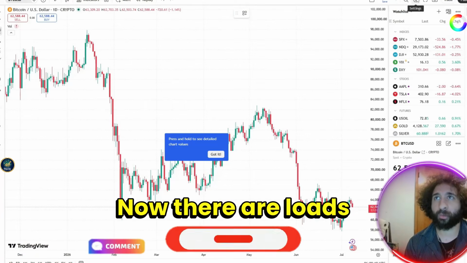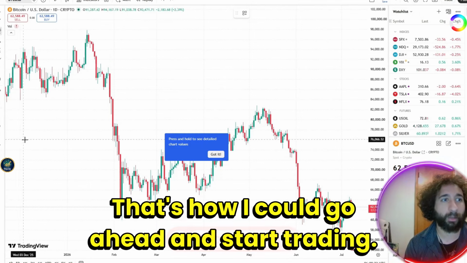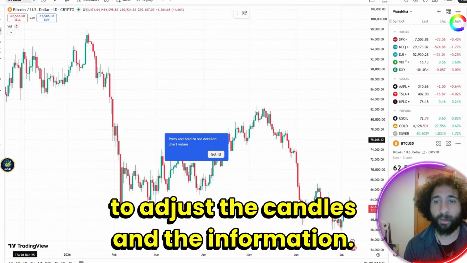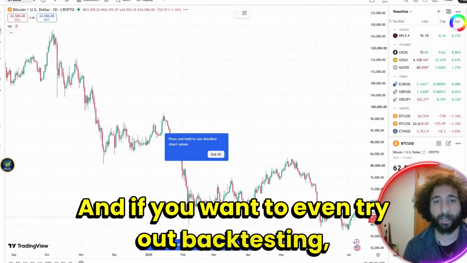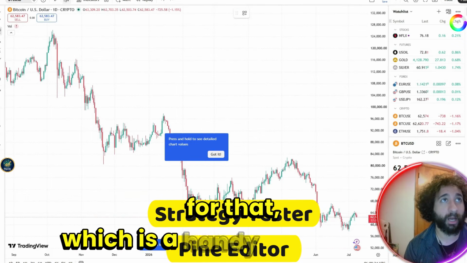Now, there are loads more features we could definitely cover. That's how I could go ahead and start trading. There's loads more here, but make sure to adjust the candles and the information. And if you want to even try out backtesting, you can use the Pine Editor and Strategy Tester for that, which is a handy way to do it.